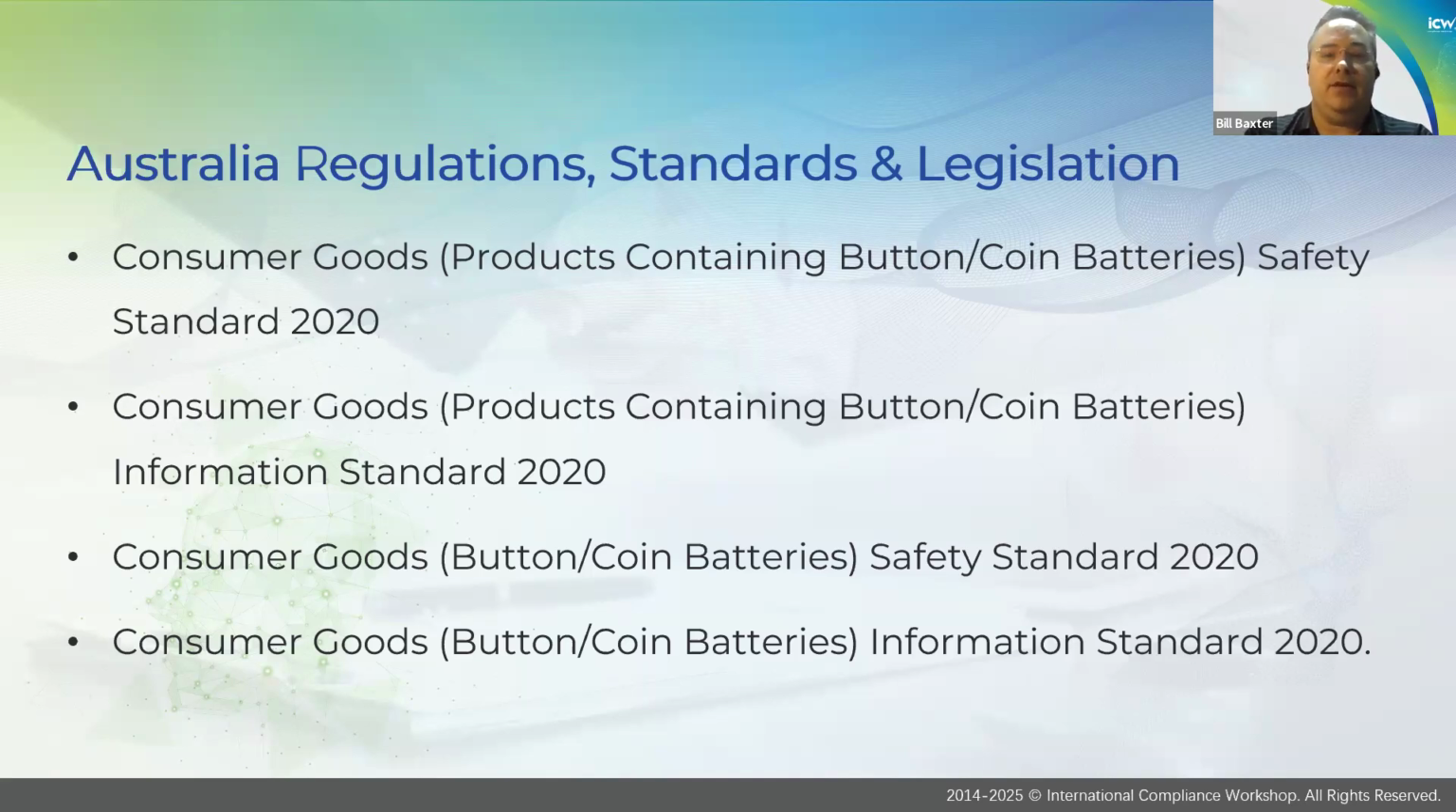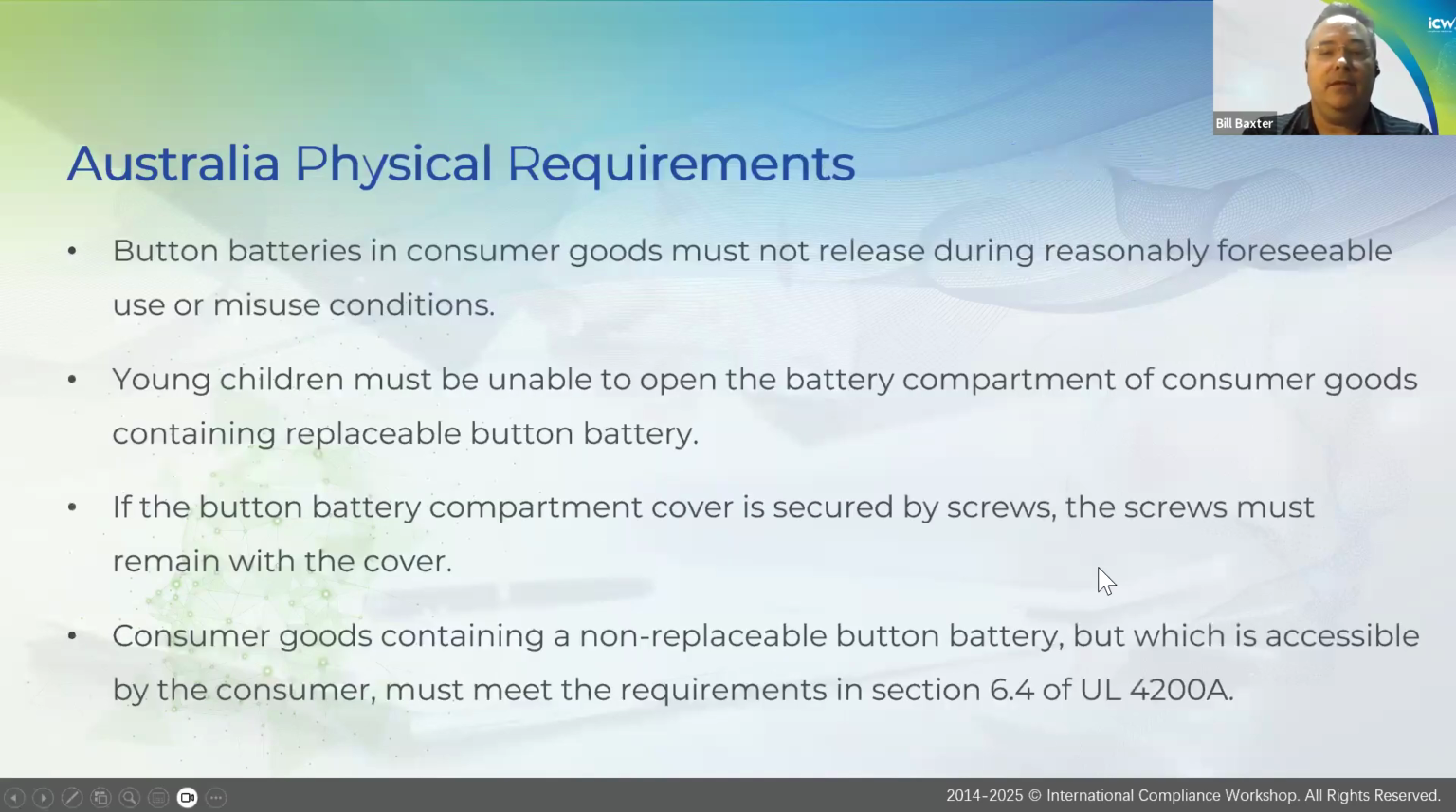And so if you'll flip to the next one, they must not release during reasonably foreseeable misuse conditions. Children must be unable to open the battery compartment. It must be secure. The compartment must be secured. It can be by screws, and if they're by screws, they must remain with the cover. And then they refer to UL 4200A.